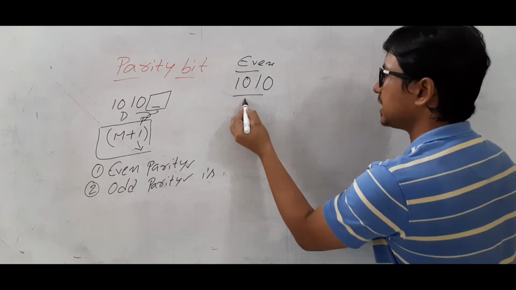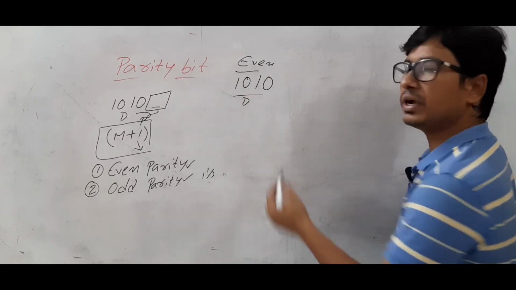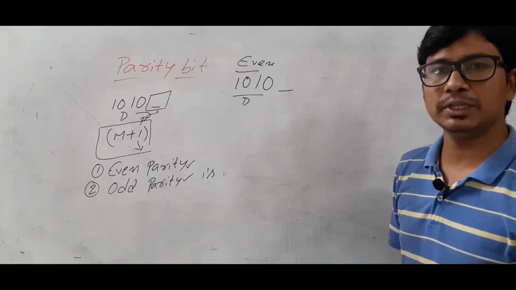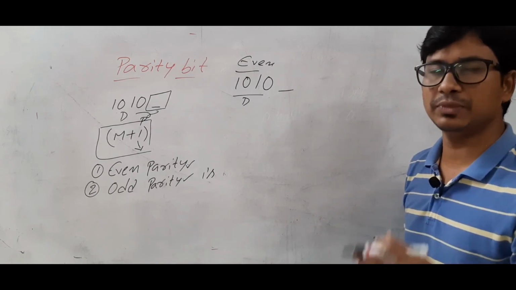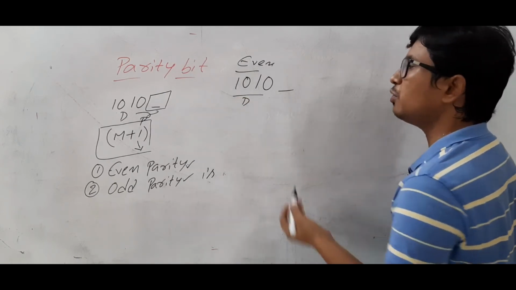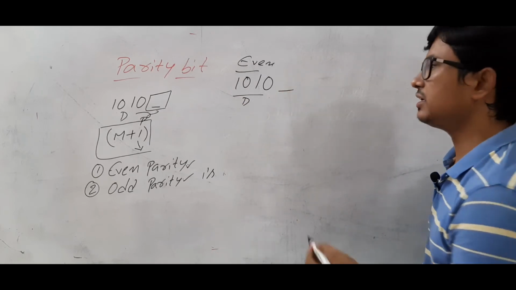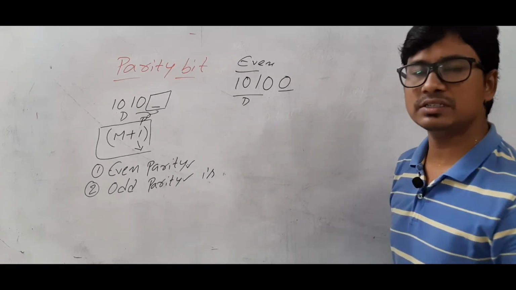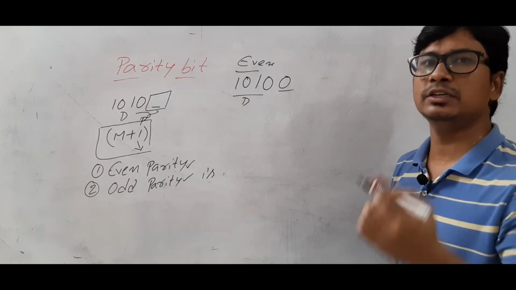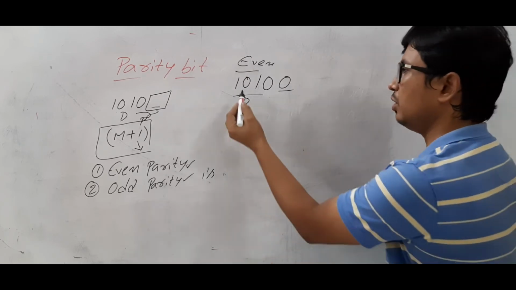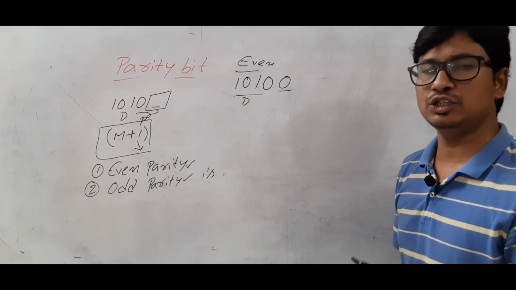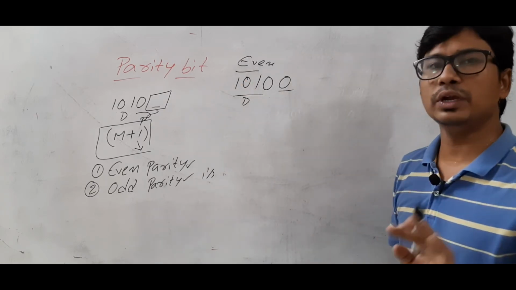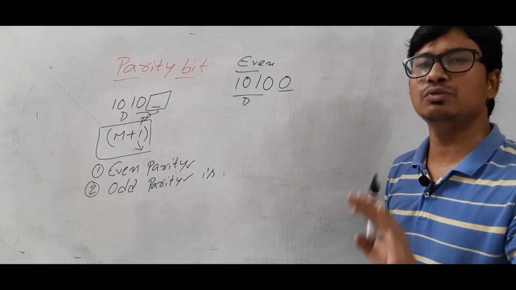Now the source wants to send 1010 as the data and it is using the even parity mechanism. Then can anyone tell me what the parity bit will be? If you know, please write in the comment section. 1010. Now what will be the parity bit here? The parity bit will be 0. Why? The total number of ones in the data plus parity bit should be even. Already the number of ones in the data is 2, which is an even number. So we have added 0. So totally we got 2 ones, which is even.